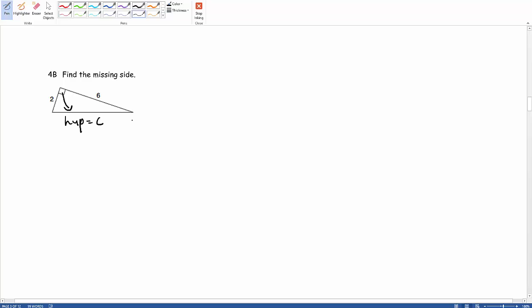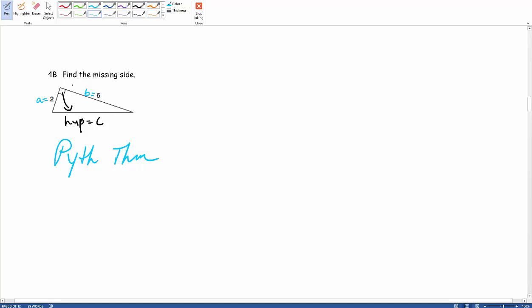And unfortunately, right now, we don't know what that C value is. We do have, though, our legs that can help us in determining what our C is. So we'll just say that this guy is going to be A and this guy is going to be B for when we use our Pythagorean theorem. So we're going to use, again, the Pythagorean theorem to determine what is our C.